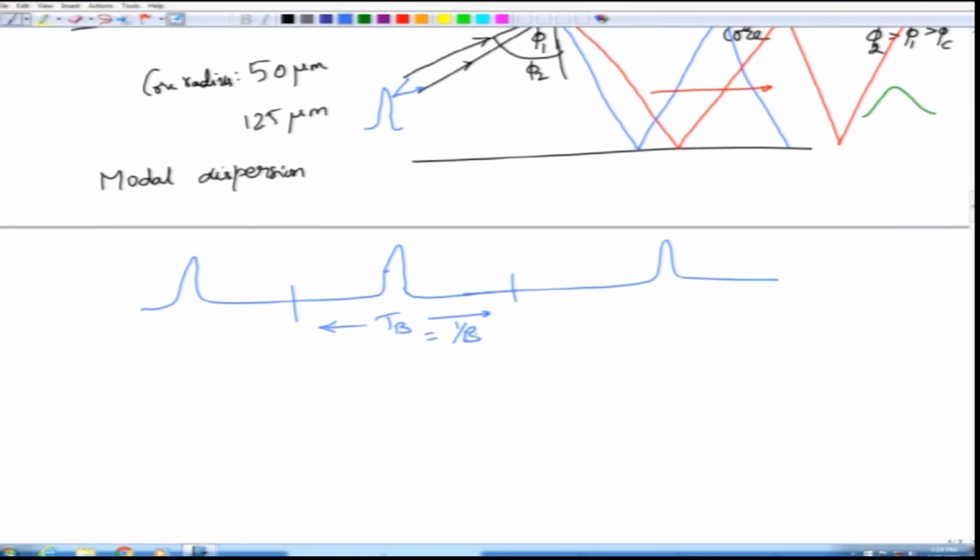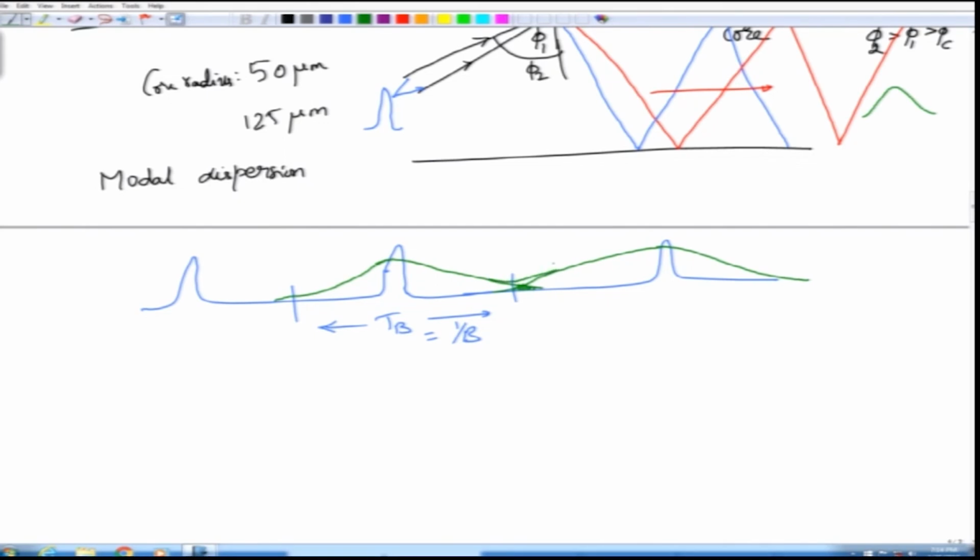So you are sending out each pulse at a rate of 1 by B pulses per second, and then because of dispersion, for each of these pulses there will be a reduction in the amplitude, but more importantly each of these pulses would then be spread out. And there would be one more pulse on that side spreading out a little bit like this. In this region, the actual pulse shape will change.